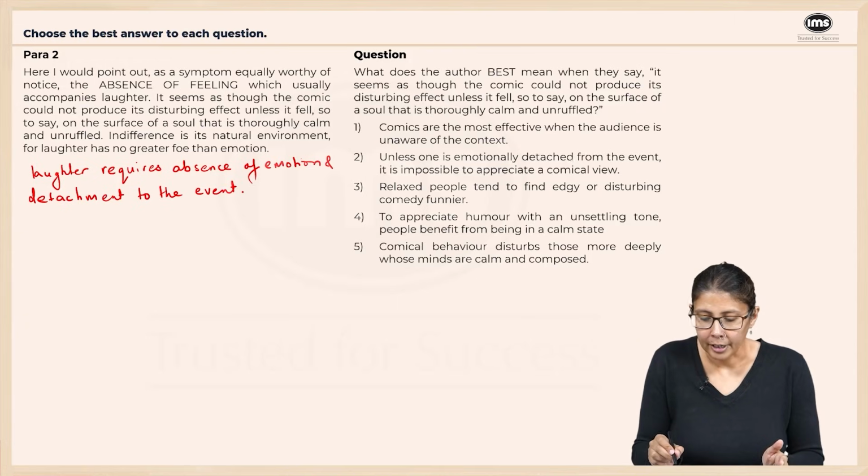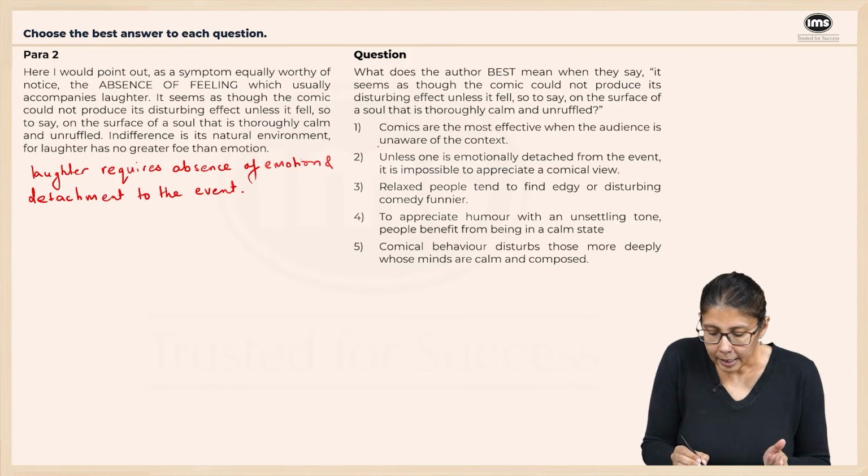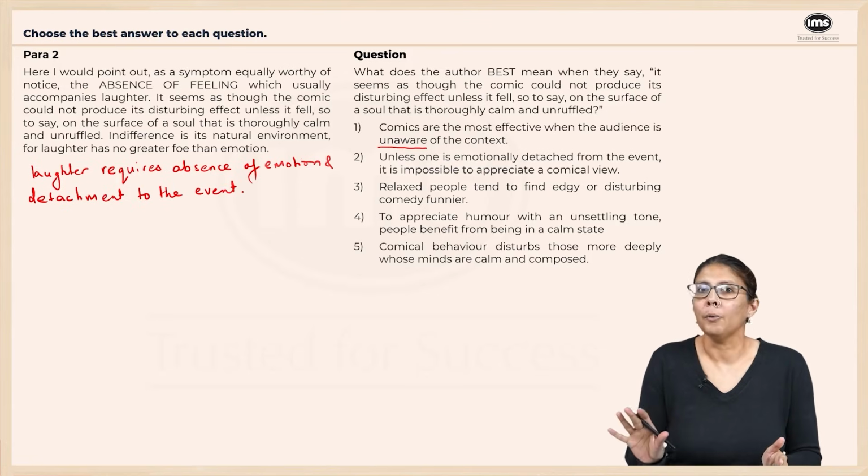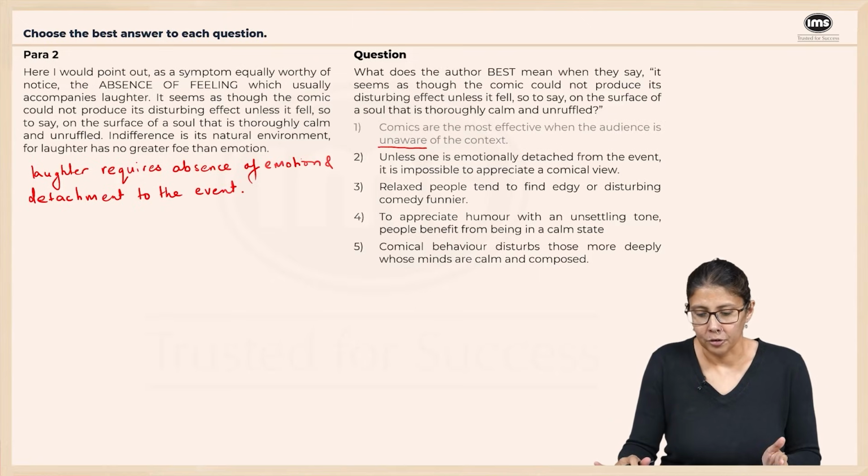Comics are the most effective when the audience is unaware of the context. So, might be tempting, but we are not saying that you are unaware of the context. You are probably not empathizing with the actors, but you are perfectly aware of what is going on there. So, option 1 is not really what the author is trying to say.